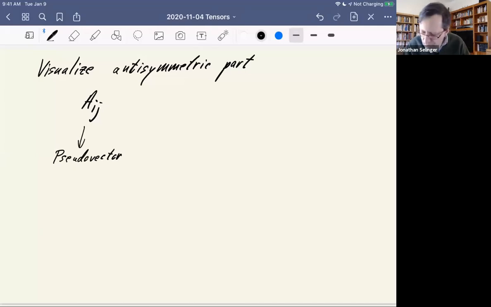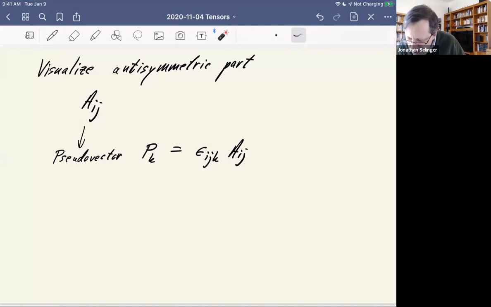That is, I can define a pseudovector P_k as epsilon_ijk A_ij. All right. So here you can see that the right-hand side of this equation is anti-symmetric between i and j. The left, well, this piece is, and this piece is also. So these things don't cancel. You get a non-zero vector that way.